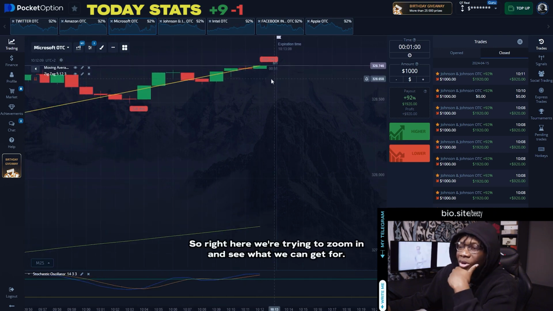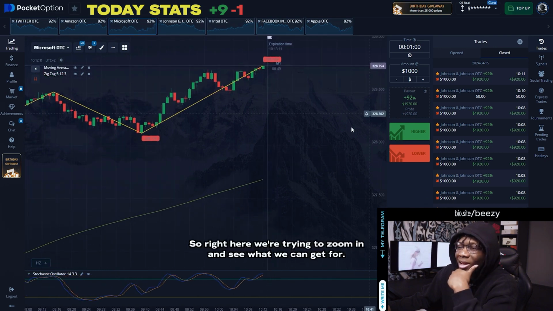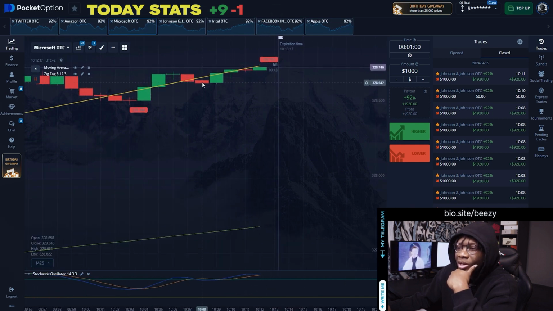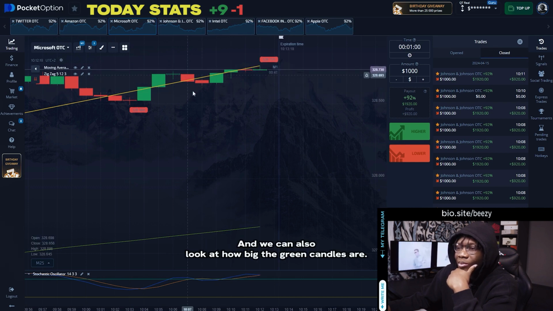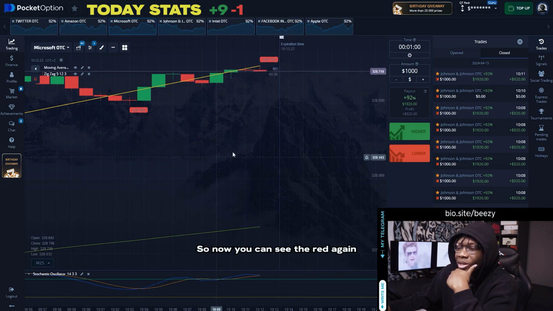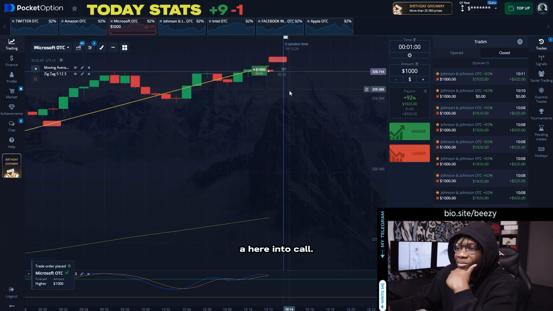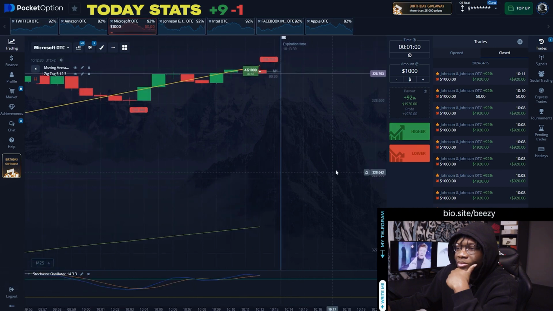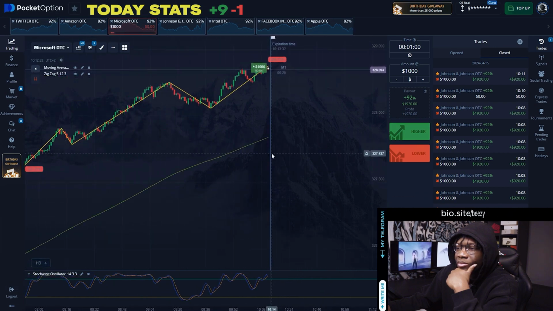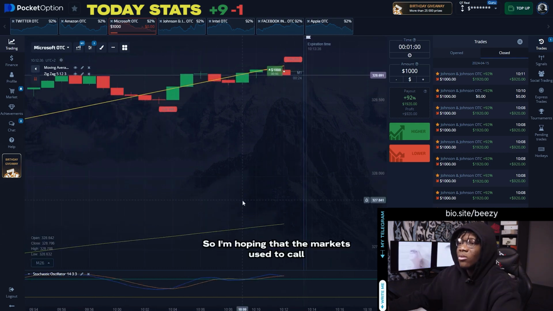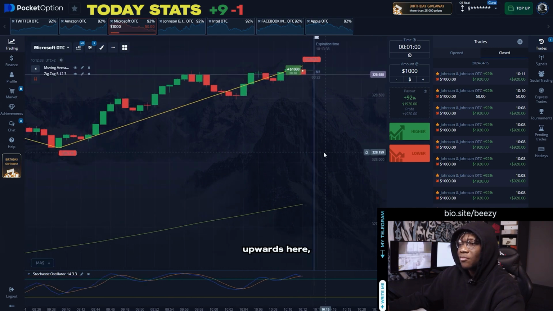So right here, we're trying to zoom in and see what we can get for our buck. We can look at just the previous candles. Look at how short the red candles are. Look at how big the green candles are. So now you can see the red again. I might want to enter there right here into a call. So I'm hoping that the market continues to pull upwards here.